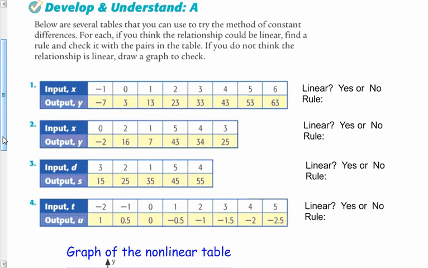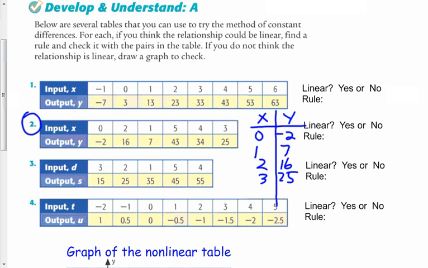Sometimes the tables are all messed up and it's a little bit harder to tell if there's a linear rule, like number 2 here. So one thing I'm going to suggest you do in that case is maybe reorder them. And we have (0, -2), then we have (1, 7), (2, 16), (3, 25), (4, 34), (5, 43). And if you look at them like this, now these are all in order, they're +1.